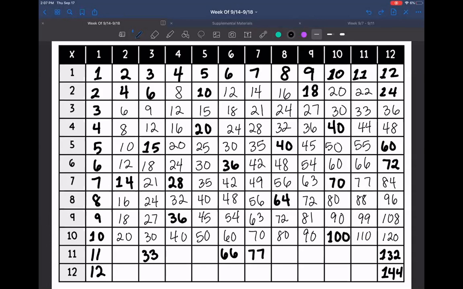Okay, moving on. 11s. This one was also easy. 11 times 2, 22. Times 3, 33. Times 4, 44. Times 5, 55. Times 8, 88. Times 9, 99. Times 10, 110. Times 11, 121. Now the 12s, the last one.